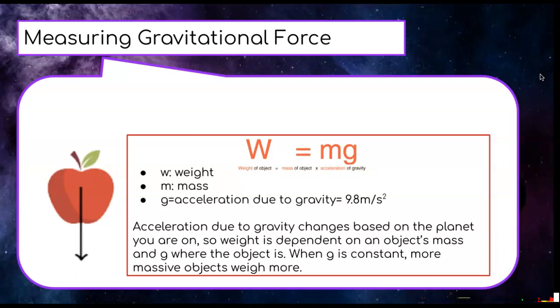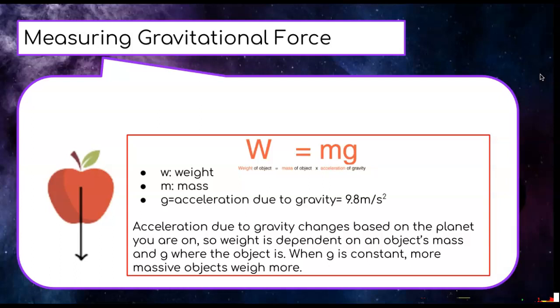Now, if I go to another planet or location within the solar system, the g, or the acceleration due to gravity, is different. For that reason, weight can depend on two things. Number one, the acceleration due to gravity in the location that the object is located. If I'm on Earth, it's 9.8. If I go to Mars, it's a different value.